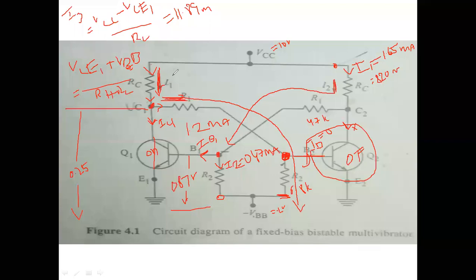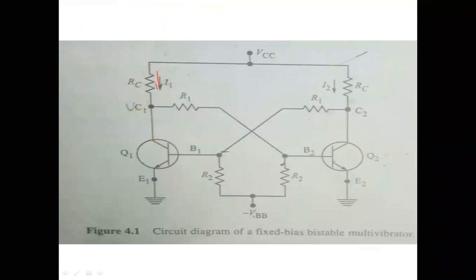So all the currents we have found out. We have found the I3 current, the I4 current, the I1 current, the I2 current, the IB1 current, and the IC1 current. All these currents are found.